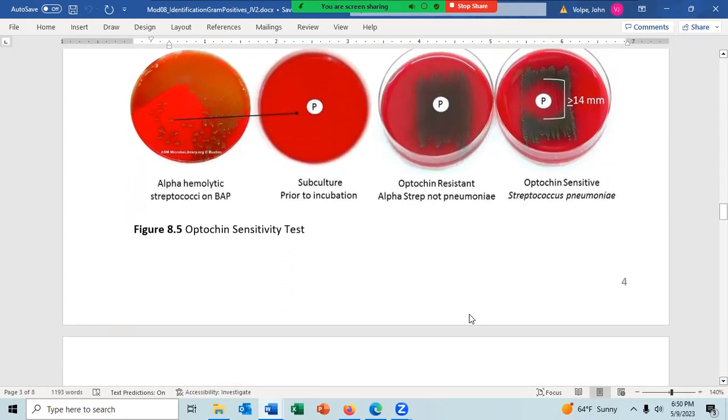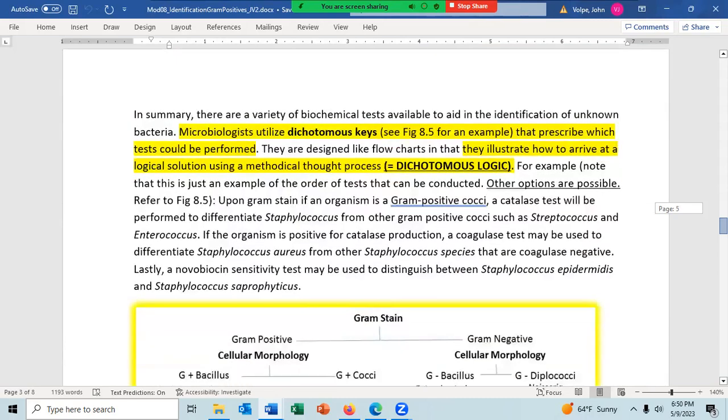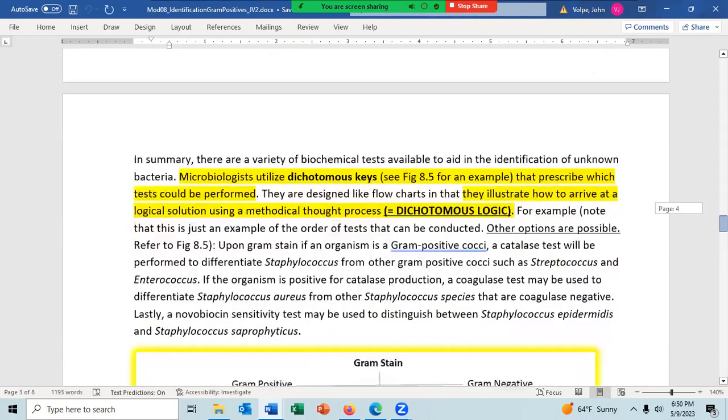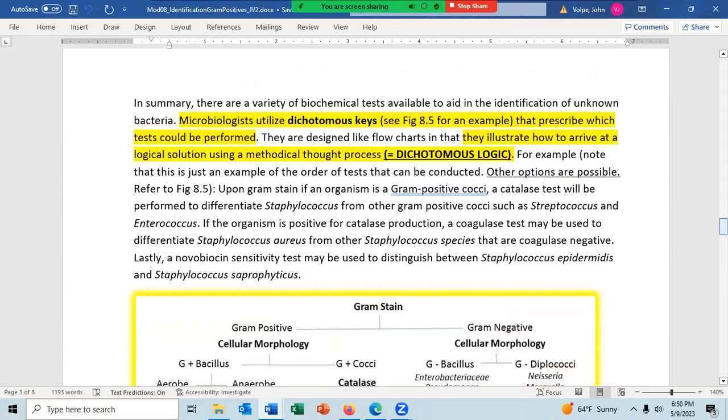Now remember, to be resistant, you just have to have a zone of inhibition less than 14 millimeters. All right, so that's the test. Let me talk a little bit about dichotomous keys.